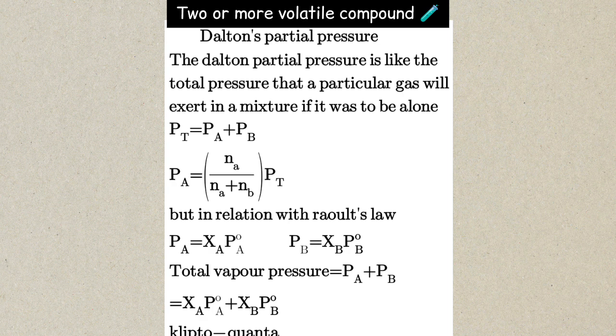To find the total pressure of two or more volatile compounds, it's just like adding the partial pressure of A plus the partial pressure of B and relating it to Raoult's law. That would be the mole fraction of A times the pure solvent pressure, plus the mole fraction of B times the pure vapor pressure of the compound you are being given. So that is how to work that out when you are given two or more volatile compounds. If you have been asked to find the total pressure, just add their partial pressures together.